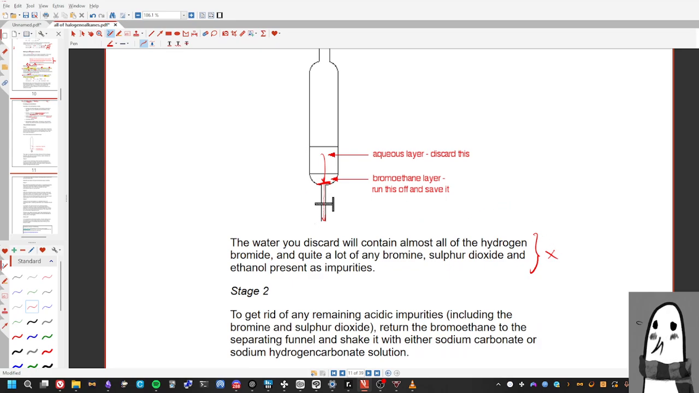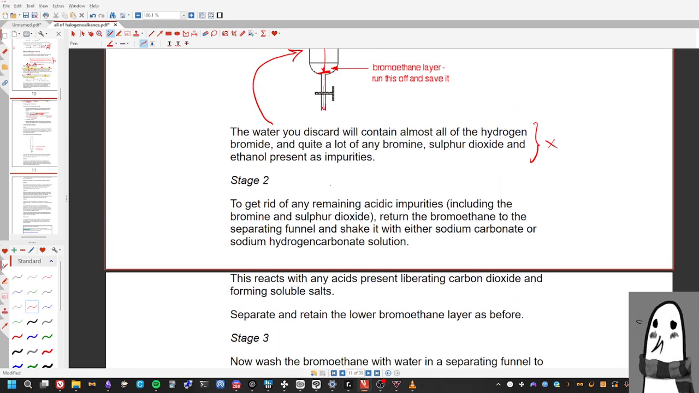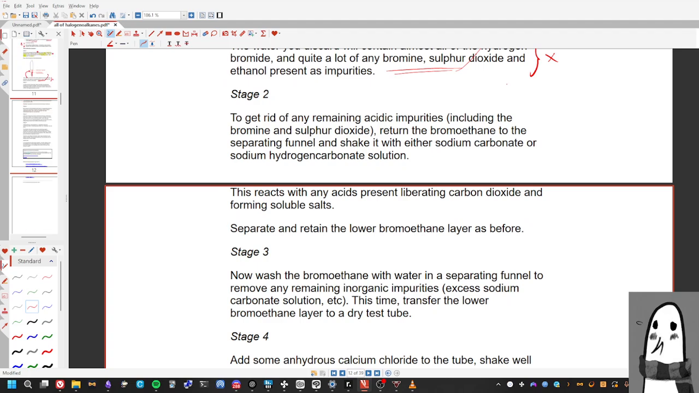Okay. And we're talking about the water that we're discarding, obviously this water. And these impurities are the ones we talked about above. Now stage 2, to get rid of any of the remaining acidic impurities, including bromine and sulfur dioxide. After we've filtered it out, now you're going to have bromine and sulfur dioxide impurities within your bromoalkane. So return your bromoethane specifically to the separating funnel and shake it with either sodium carbonate or sodium hydrogen carbonate solution.